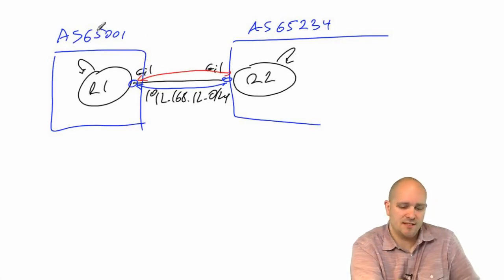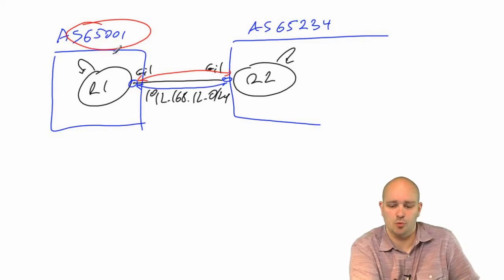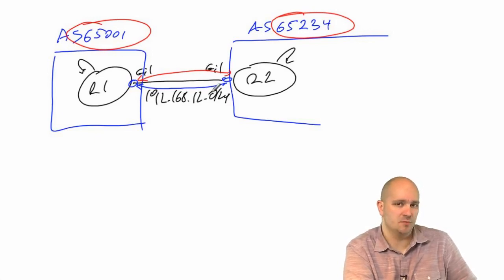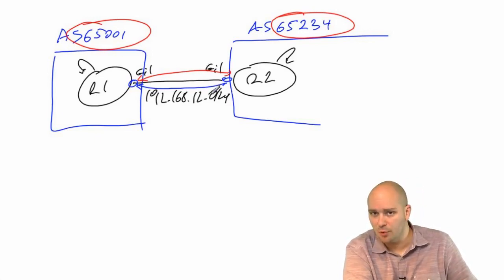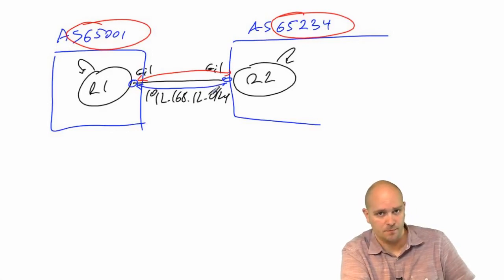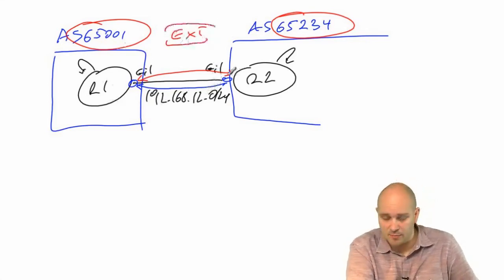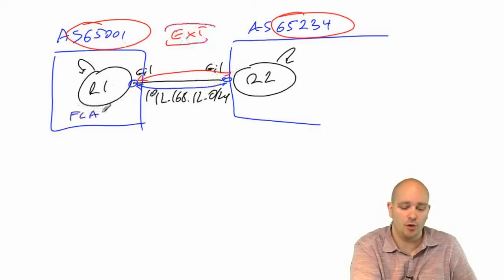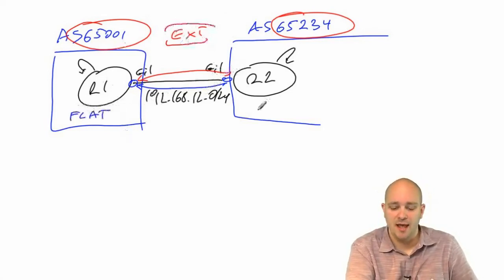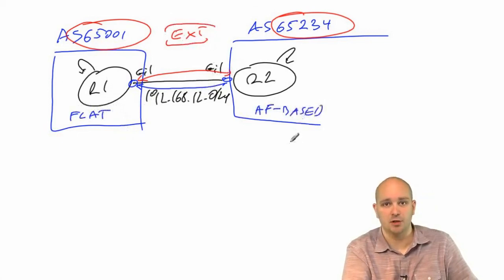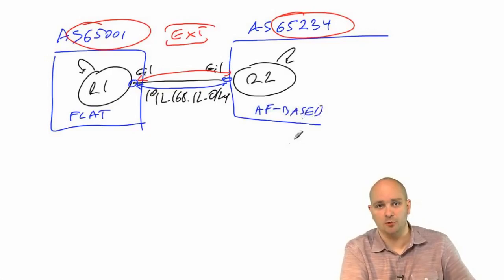So as a matter of exercise, given that this is AS65001 and this is AS65234, what is going to be the peering session between them? Is it going to be an internal peering session or an external peering session? If you answered external, you would be right. So let's go ahead and configure this. Again, as a matter of exercise, on this side here, I will use the flat BGP configuration, and on this side, I'm going to be using the AF-based configuration. So let's take a look at what we have to do.